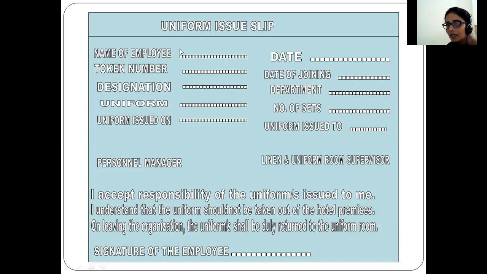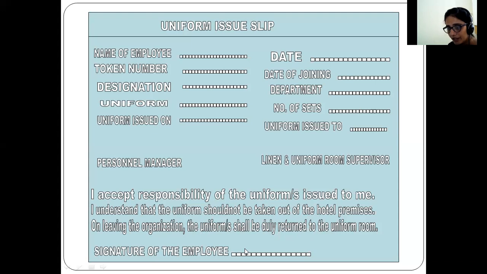So we have to make this uniform issue slip, which contains name of the employee, token number, designation, uniform issued on, date of joining, department, number of sets, uniform issued to, personal manager, signature of the linen and uniform room supervisor. I accept responsibility of the uniforms issued to me. I understand that the uniform should not be taken out of the hotel premises, and on leaving the organization the uniforms shall be duly returned to the uniform room.